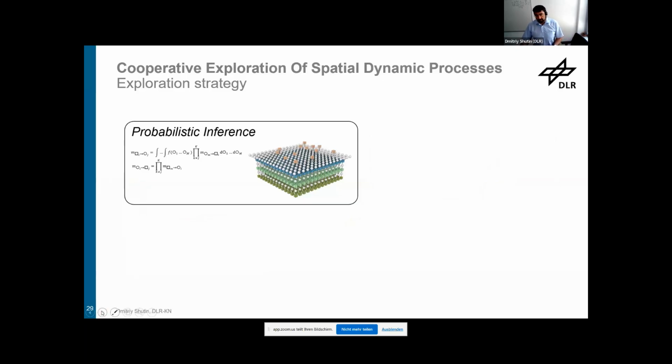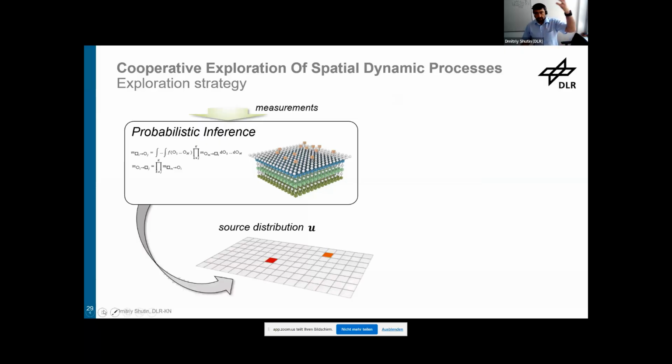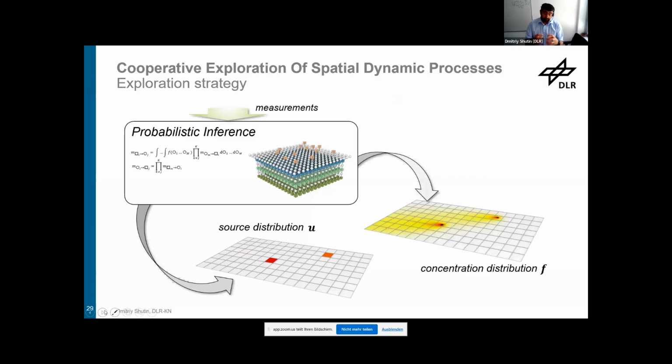So how is the exploration strategy defined? We have this probabilistic inference that utilizes a factor graph by just transmitting messages. Of course, we feed the measurements into the system. And by doing this probabilistic inference, we come up with the source distribution, so the means of the estimated sources, but also with the concentration distributions, and with uncertainties, because we not only know the mean value, but also the whole distribution.